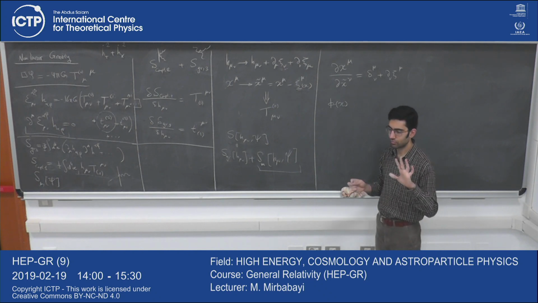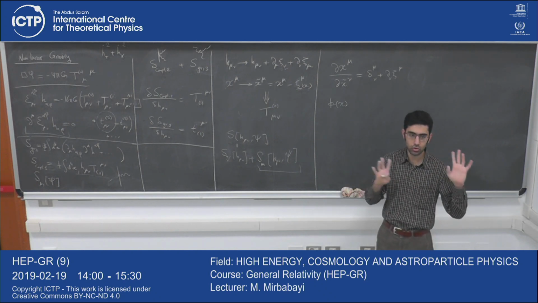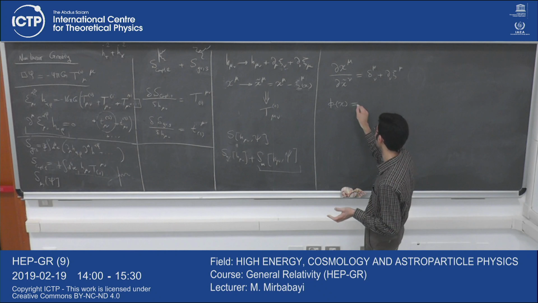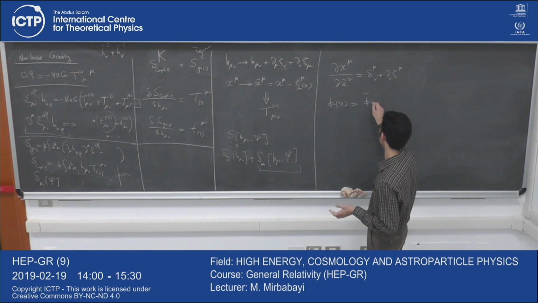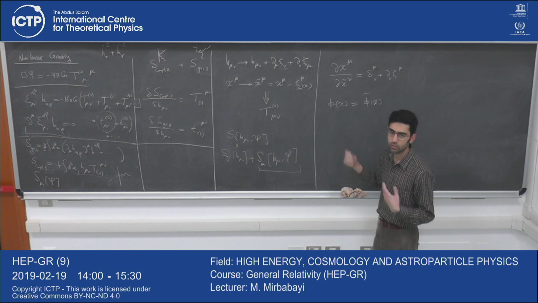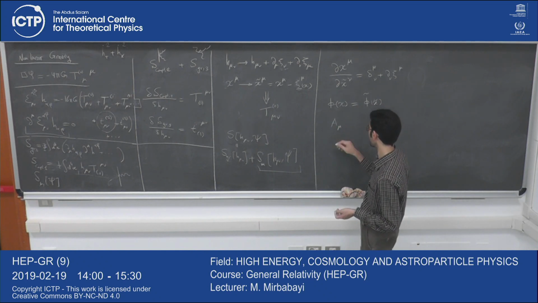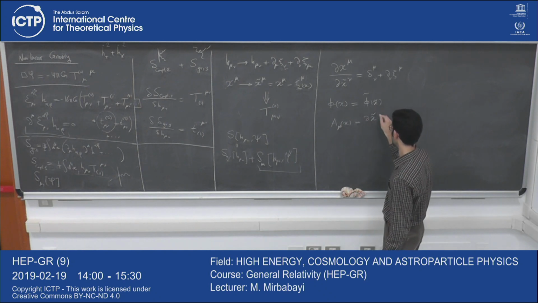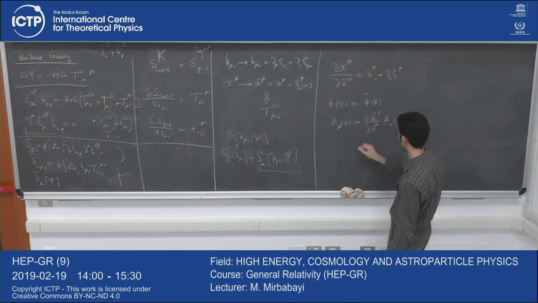The transformation laws are the ones that we use to go between various coordinate systems. So if I have phi of x, if it is a scalar, it is equal to phi tilde of x tilde. And then if I have a vector, or this is called a covariant vector, it will be dx tilde over dx mu, A mu of x tilde, and so on.